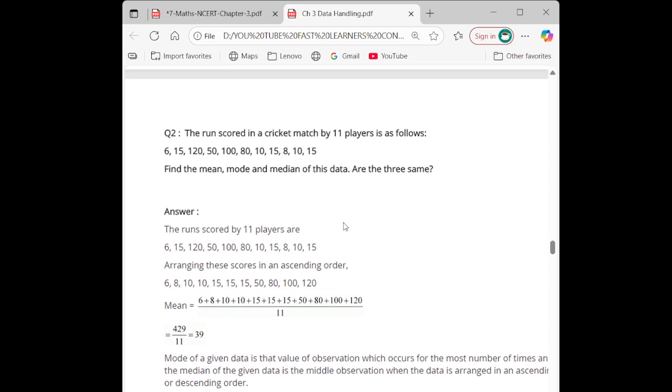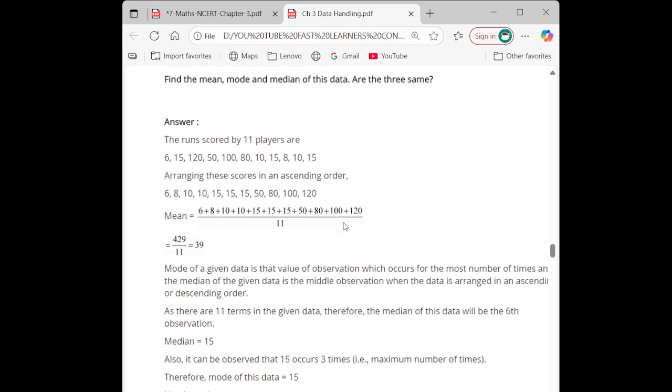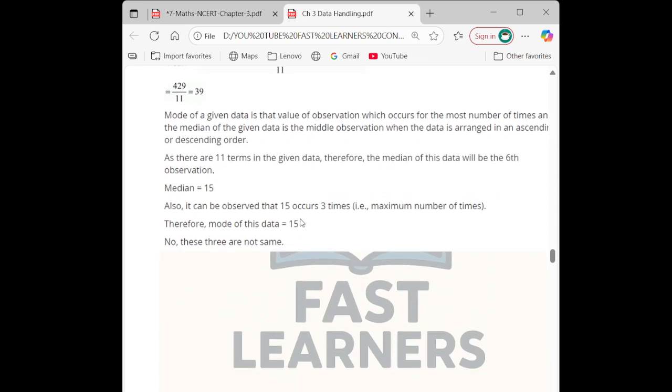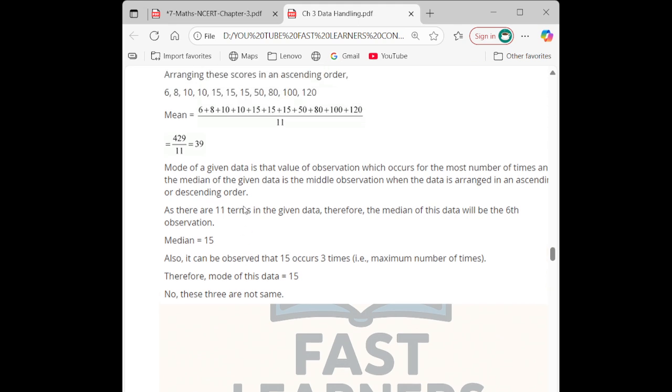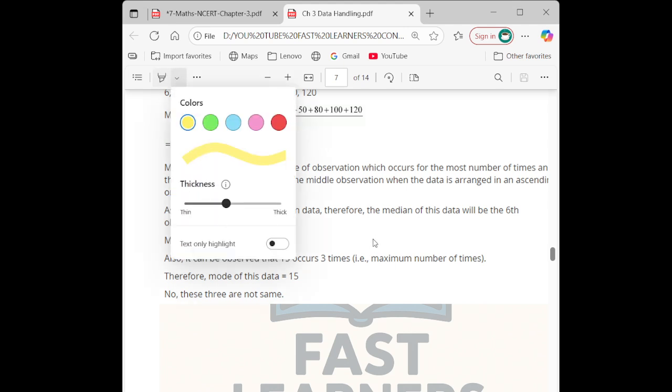Now here, let us see the data here. Mean, you know how to find out. Just add all the observations, divide by the total number of observations, you will get it. Median is 15 because there are 11 terms. 11 terms are given, so you do n plus 1 divided by 2. N plus 1 divided by 2 is here 11 plus 1, that is 12. 12 divided by 2 will be 6. So 6 2s are 12, so 12 will be there. So you can do that.